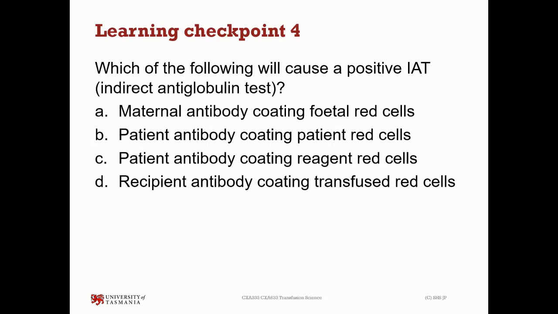Okay, so learning checkpoint 4, once again, just have a think about this. I'll give you 20 seconds to think. Which of the following will cause a positive indirect antiglobulin test? Maternal antibody coating fetal red cells, patient antibody coating patient red cells, patient antibody coating reagent red cells, recipient antibody coating transfused red cells. So why do you think D, Kiani?